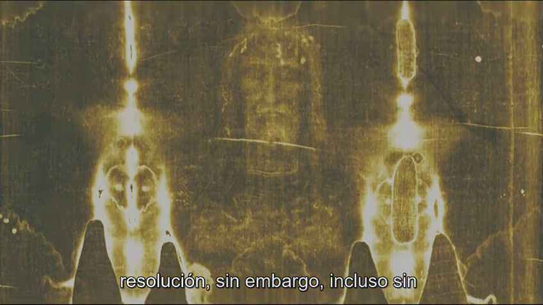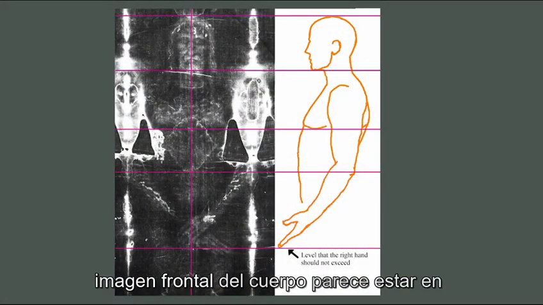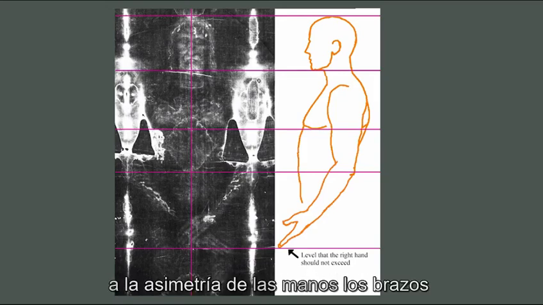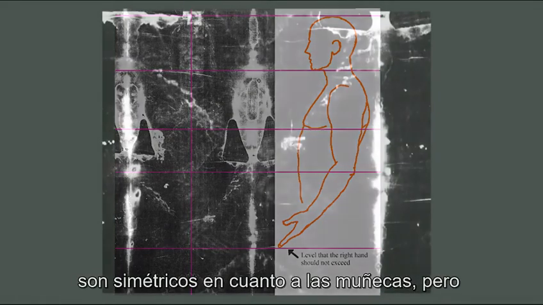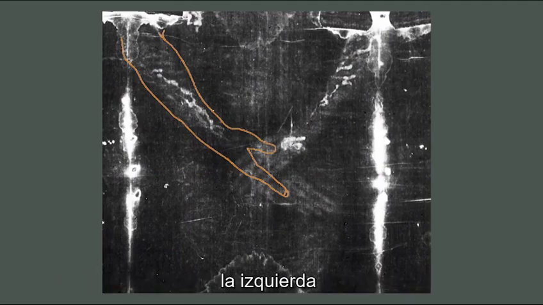However, even without high-resolution scanning, it will escape no one's attention how the arms on the front image of the body appear to be in an anomalous position. The symmetry of the body with respect to the longitudinal axis is in sharp contrast to the asymmetry of the hands. The arms are symmetrical as far as the wrists, but the right hand is decidedly lower than the left.